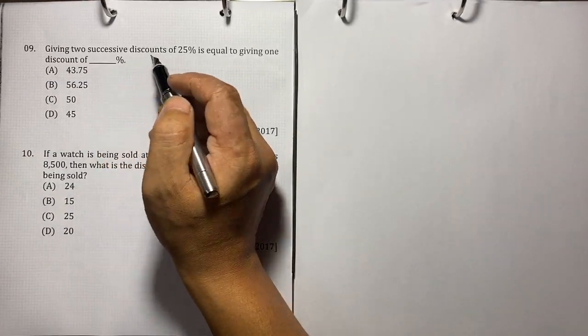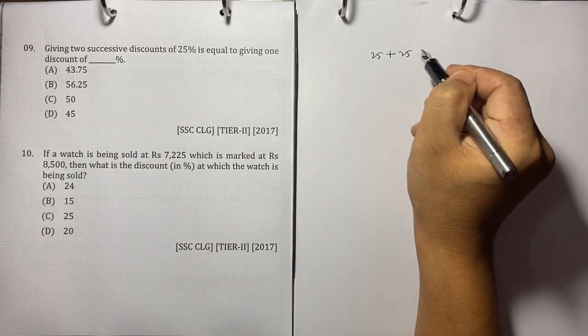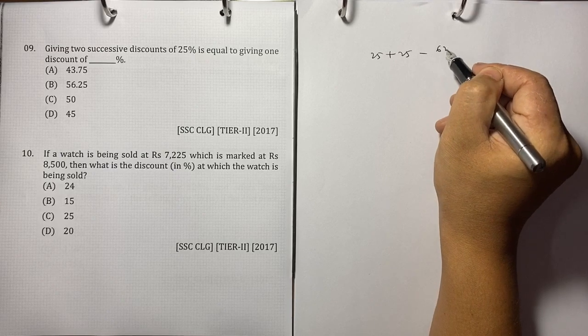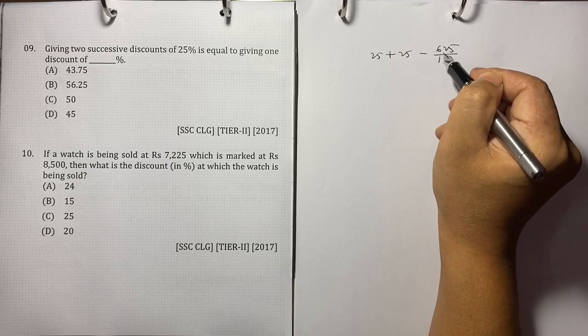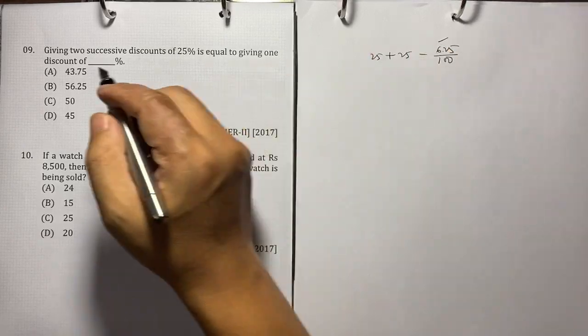Giving two successive discounts of 25% and 25%: 25 plus 25 is 50, minus 25 into 25 divided by 100, which is 6.25, so it will be 50 minus 6.25, which is 43.75.